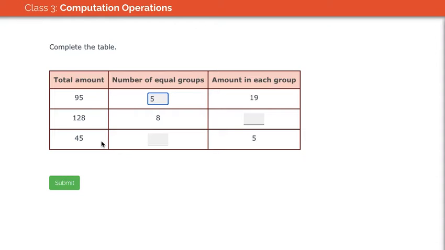8 will go down, 48. Now 8 into what is 48, which is 6. So 48 minus 48 is 0. So the answer is 16 for this time.